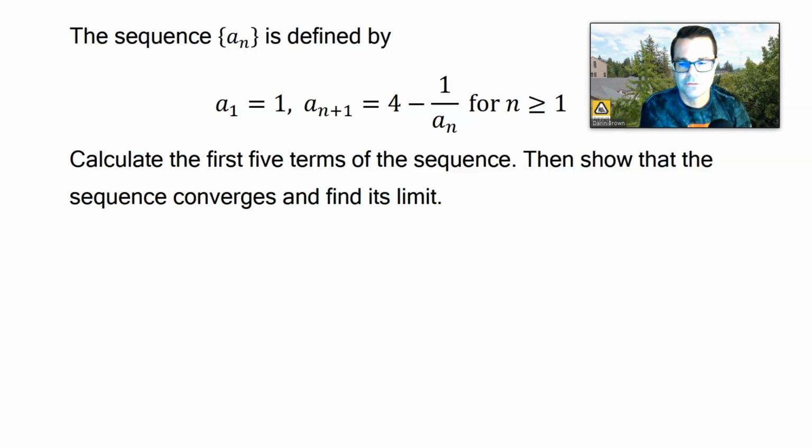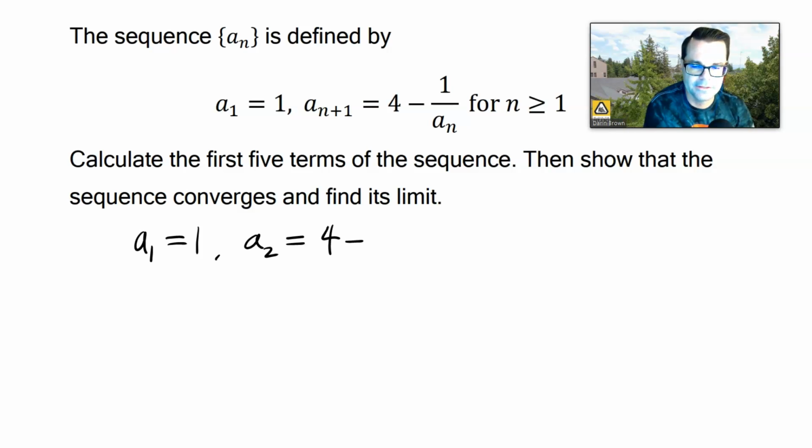But first, let's just write out the first few terms here. So we know a sub 1 is equal to 1. a sub 2. If I plug in n equals 1 into this recursive formula, I get a sub 2 is 4 minus 1 over 1, because 1 was the previous term. So 4 minus 1. So the second term is 3.